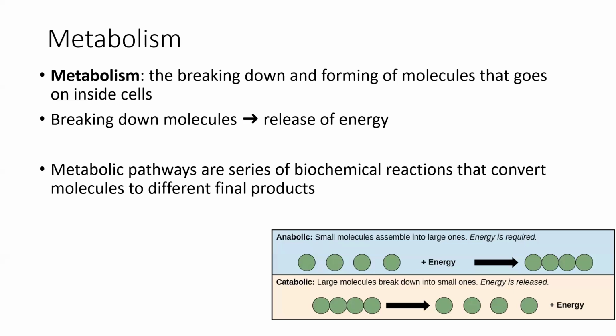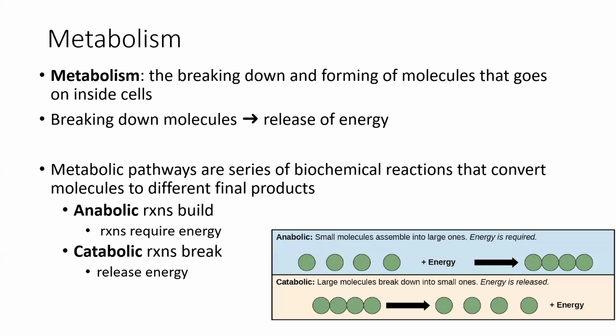And usually it's one that can be used. So they might take something that they can't use and convert it into something they can use, or vice versa. Now, there's a couple of different categories of metabolic reactions or metabolic pathways. We have anabolic and catabolic reactions. Anabolic reactions are those where molecules are being built up or formed, and then catabolic is the reverse. That's where they're being broken down. So molecules are being broken.